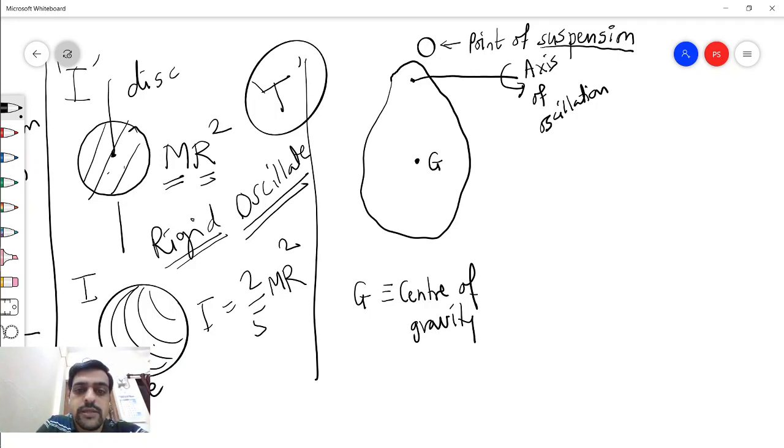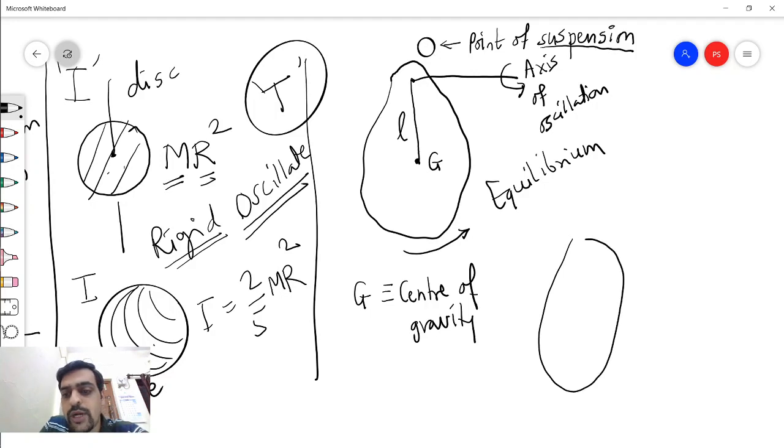Now we can draw a line joining these 2 points and call the distance between them small l. Now we can push this body a little bit so that it gets displaced from its equilibrium position. So initially the body was like this.